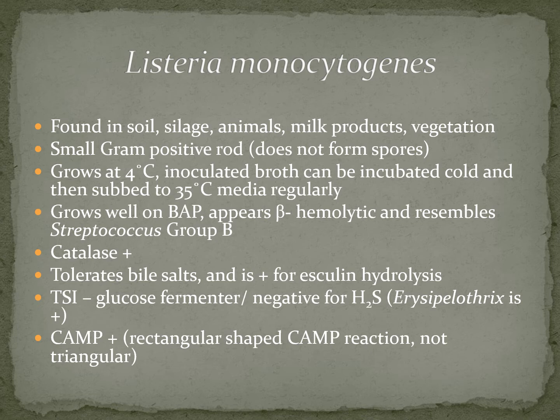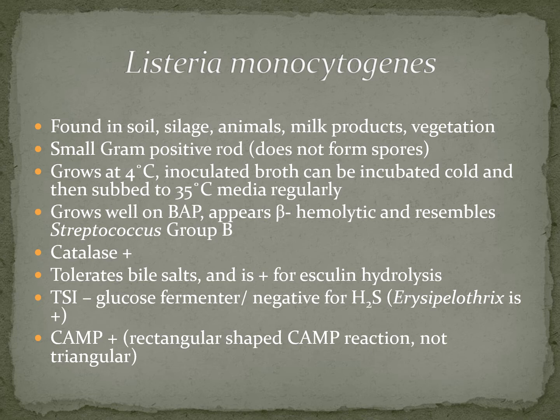It is a small gram-positive rod, and it doesn't form spores, and they actually appear as log jams when you look at them on the gram stain. It does grow in cooler temperatures like 4 degrees, and you can inoculate a broth that should be incubated cold and then subbed to a 35-degree media regularly. Usually a cold broth is subbed to 35-degree plates 1 time a week for 3 weeks.